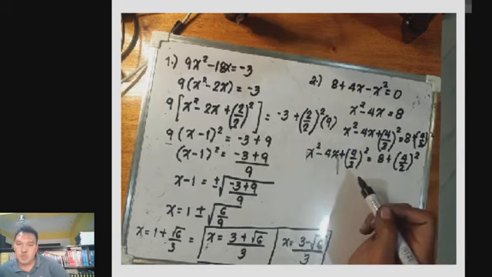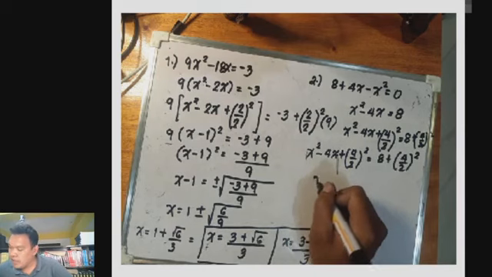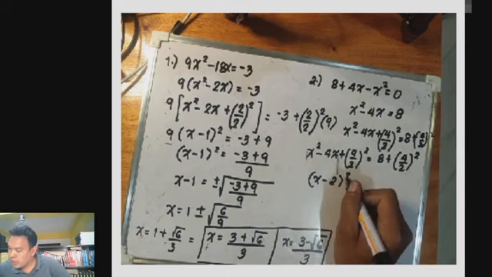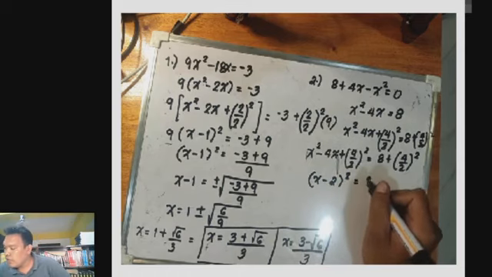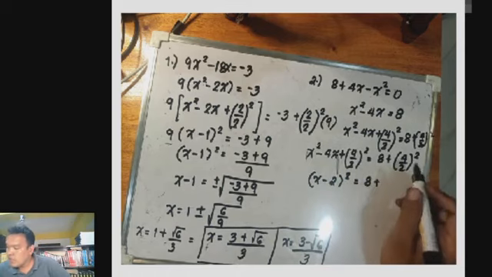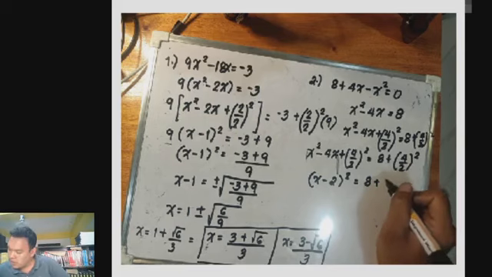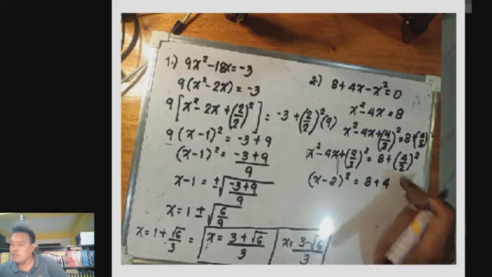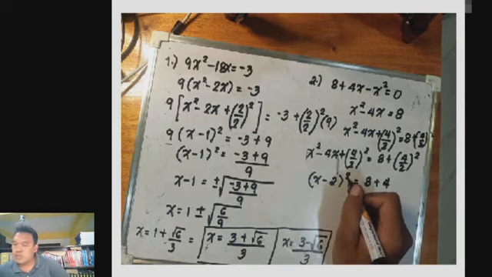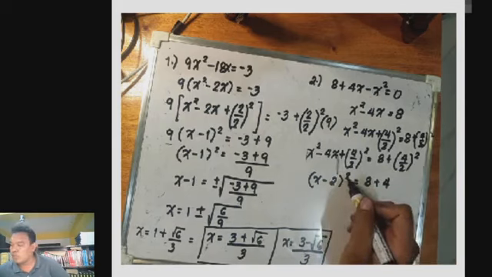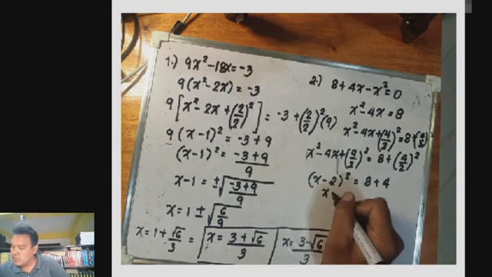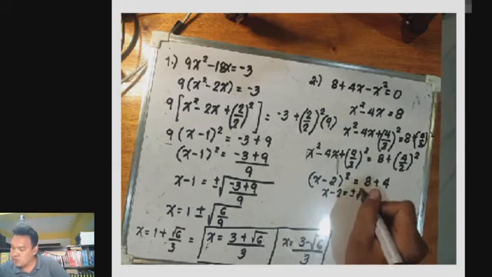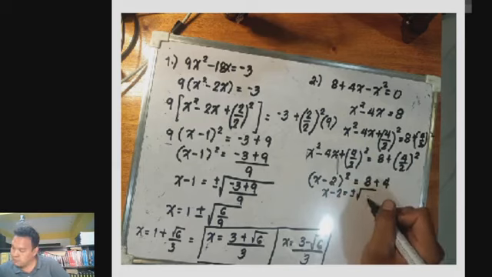So now, x minus 2 squared is equivalent to 8 plus, this becomes 4, because 16 over 4 is 4. Okay, so extract the square root, the exponent, move it to the other side, and it comes out that x minus 2 is equivalent to plus or minus the square root of 12.